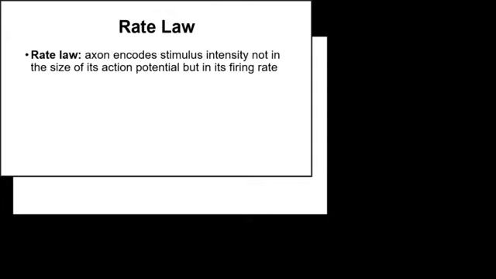Okay, and so with that, how quickly we can versus cannot fire actually brings us to the rate law. This is saying that our axon will actually tell us the intensity of a stimulus not by the size of an action potential, but by its firing rate.